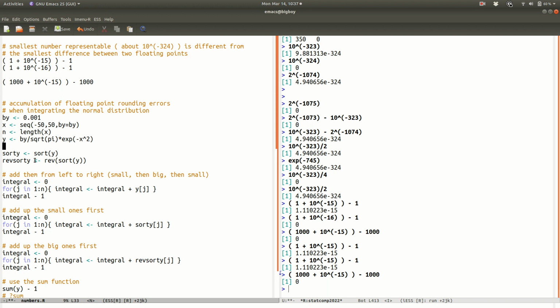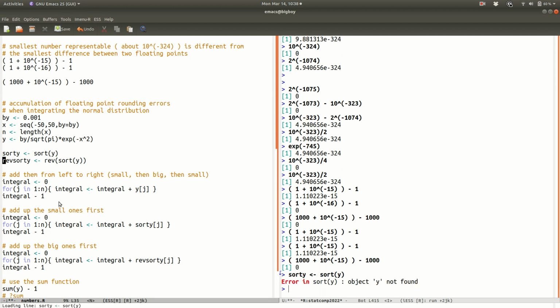And I'm going to do it in 3 different orders. The first one, I'm just going to add it up from left to right. So start with x equals minus 50 and add up to x equals 50. The second one, I'm going to add up the small values first. To do that, I'm going to first sort the y's so that the smallest values appear first, and then add them up in that order, the smallest ones at the beginning and the large ones at the end. And then here I'm going to reverse sort them, so the biggest ones are at the beginning and the smallest ones are at the end.